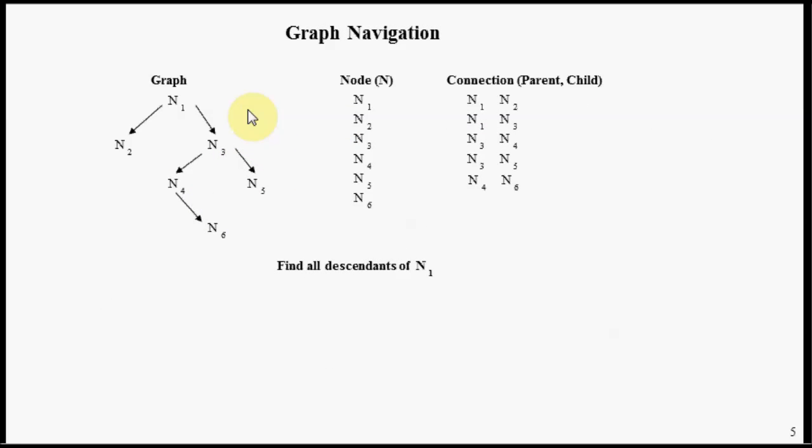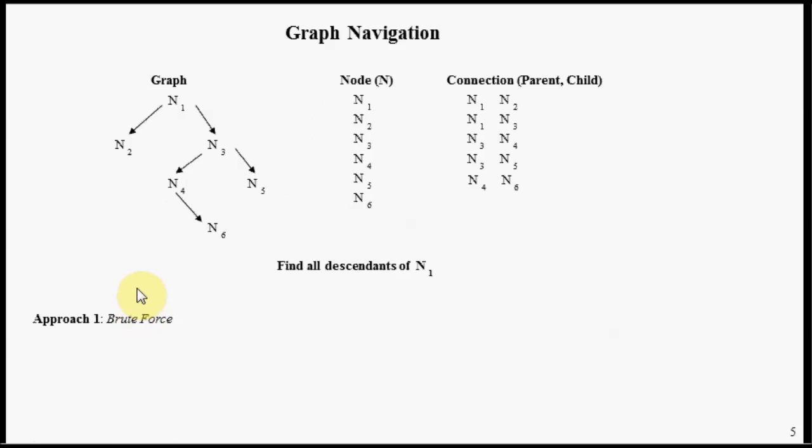Given the graph, one of the things you can do with relational database technology is to represent the components of a graph using relational database tables. So in our graph here, we can represent the nodes with a node table. We can represent the connections using a connection table consisting of parent-child pairs. One of the classical things you want to do with a graph is navigate it. So, for example, let's assume in this graph we would like to know all of the descendants starting from node N1.